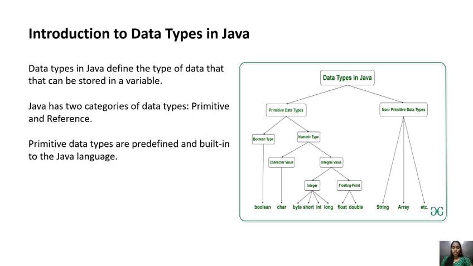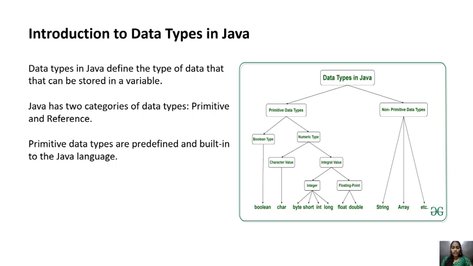Let's see a flowchart of data types in Java. First we have data types in Java, and those data types are divided into primitive data types and non-primitive data types. Again, primitive data type is divided into two different categories. Those are Boolean type and numeric type. Boolean type is boolean. Numeric type is again divided into two types: character value and integral value. Character value is char, and integral value is again divided into integer and floating point.